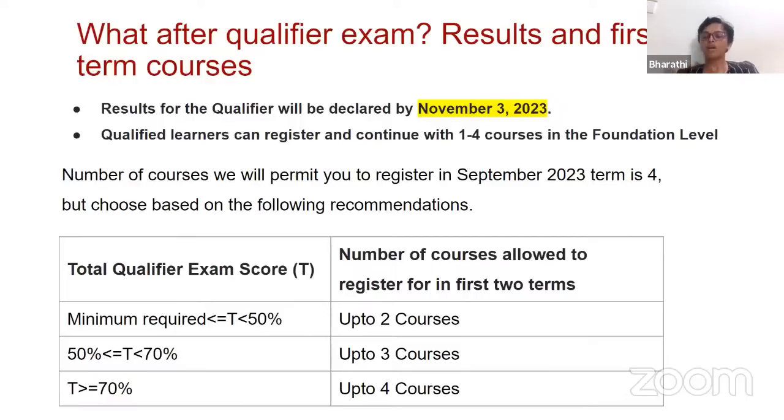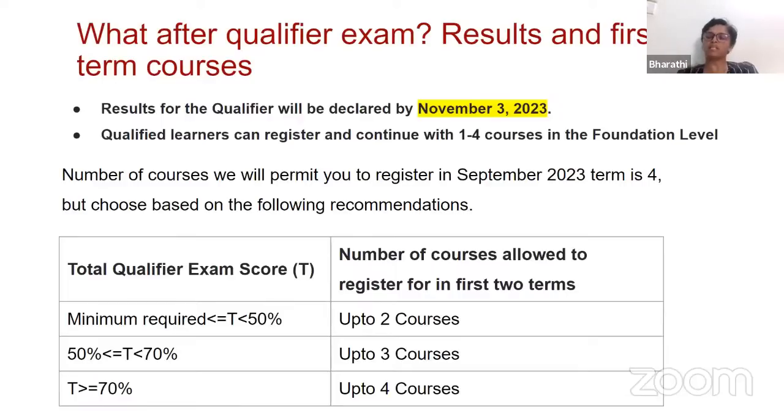Option 3, the qualifier exam is valid for 3 terms, which means if you pass it in September 2023 term, you can join in September 2023 term for the courses. You can join in January 2024. You can join in May 2024. The qualifier exam is valid for a period of 3 terms.